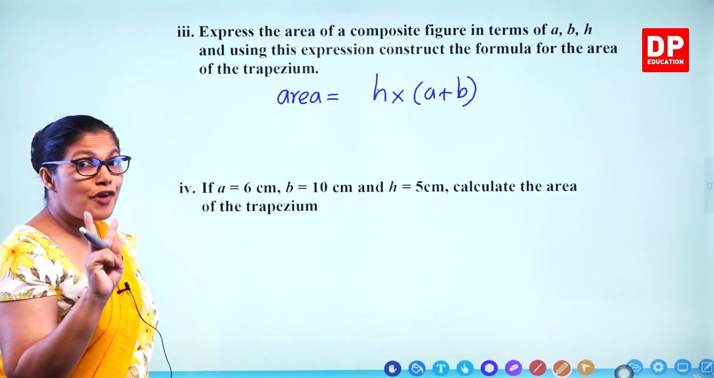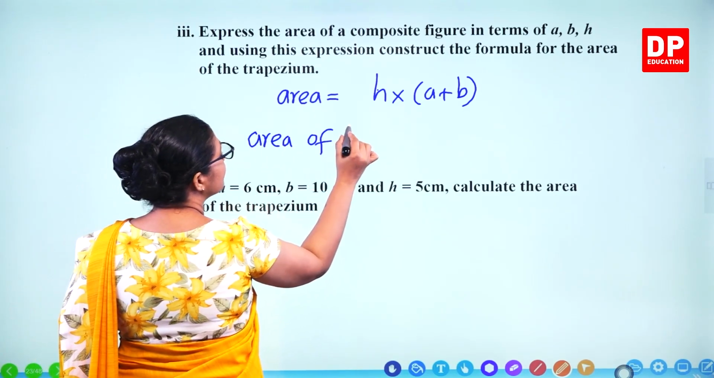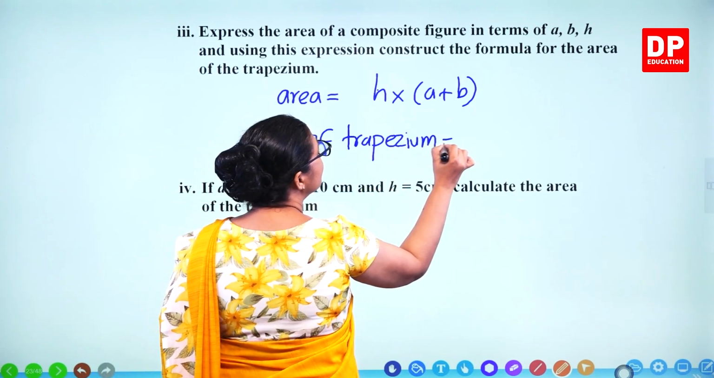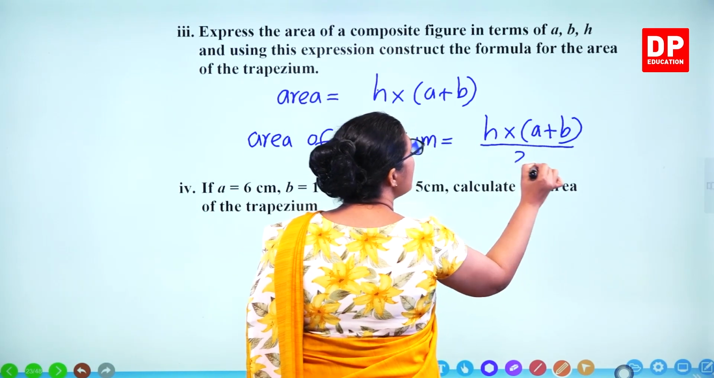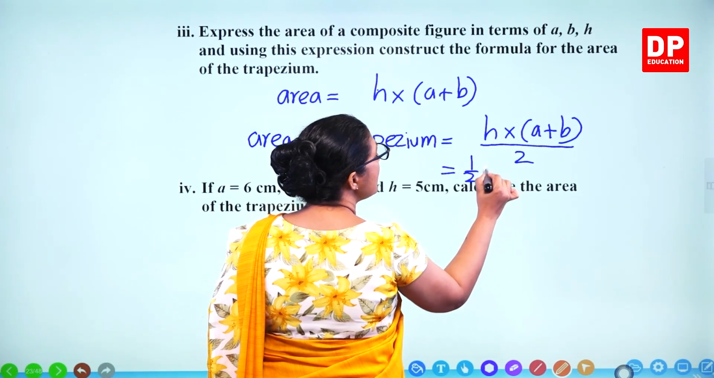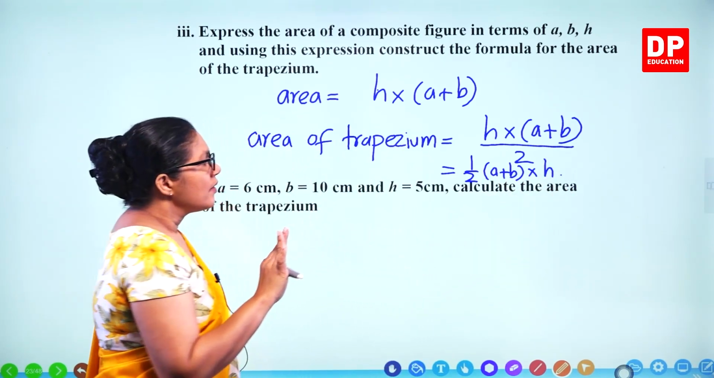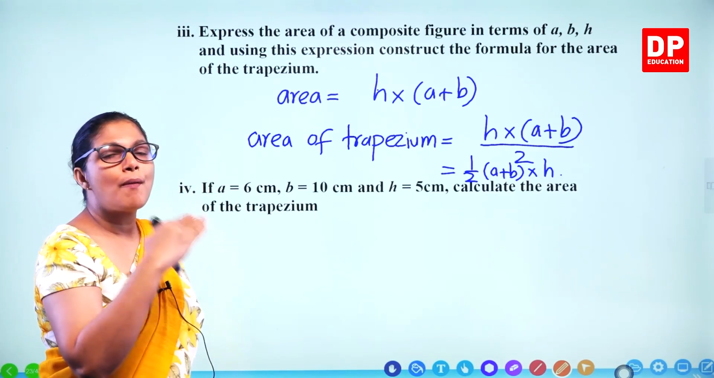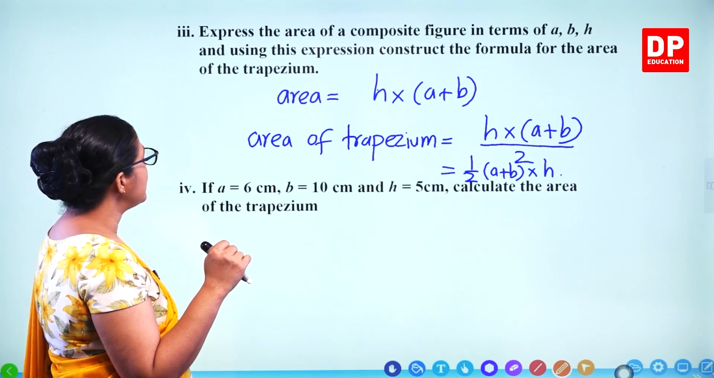Now we get 2 trapeziums. So what's the area of the trapezium? We have to divide by 2. So take H into A plus B, divide by 2. So what's the formula for the area of the trapezium? Half into A plus B into H. H is the perpendicular height, A plus B means the sum of the 2 parallel sides. So that's the area of the trapezium.